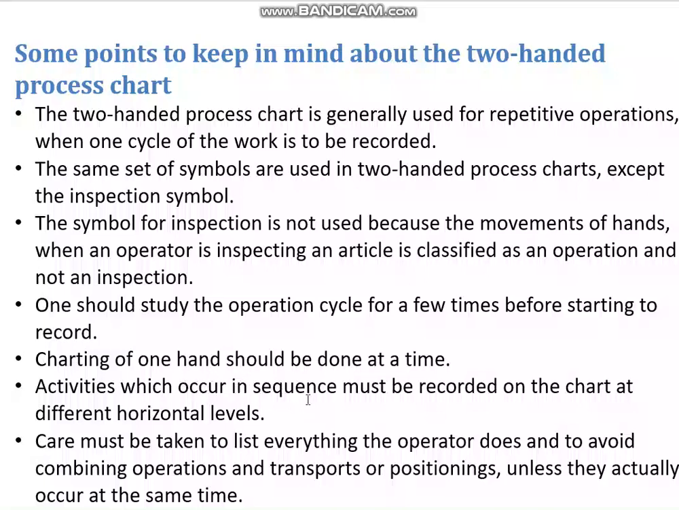Then, activities which occur in sequence, sequence meaning one after the other, should be recorded on the chart at different horizontal levels. If the left hand and right hand are written at the same horizontal level, it means both are taking place at the same time. But activities which are in sequence, one after the other, should not be at the same horizontal level. They should be one below the other, drawn at different horizontal levels.